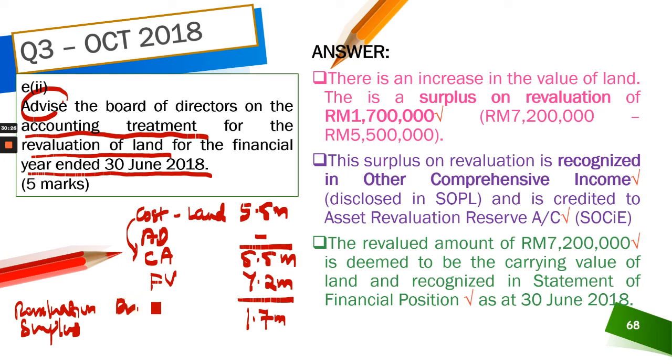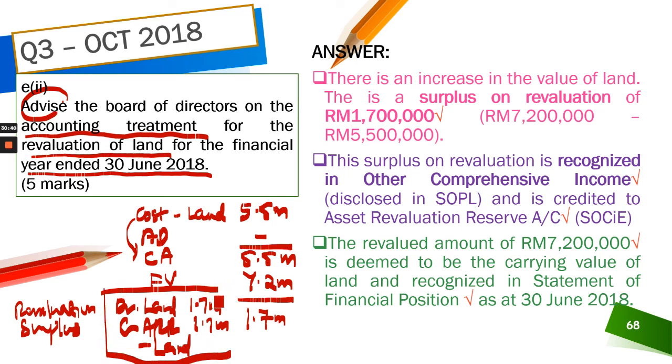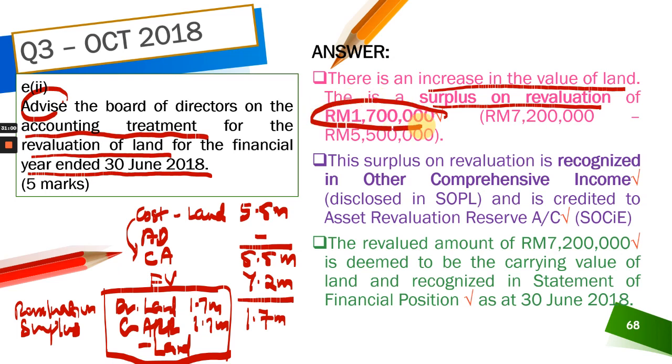Under MFRS 116, the revaluation surplus will be debited to the land and credited to the asset revaluation reserve on land. I'm doing the journal entry for you, 1.7, 1.7. This is not required, but I'm doing an extra answer for you, right? Revaluation surplus is 1.7 million, right? So that one is the calculation. How do we expect to have that in sentence? So you need to say there is an increase in the value of land. Why increase? Because it's a revaluation surplus. Mention the surplus. So do this calculation, right? And show the workings.